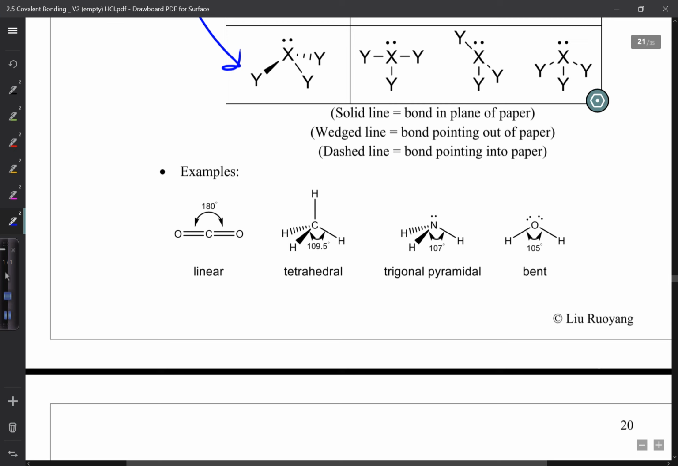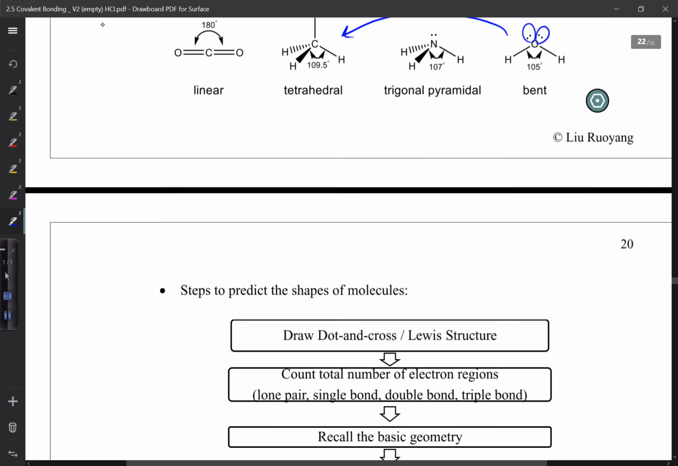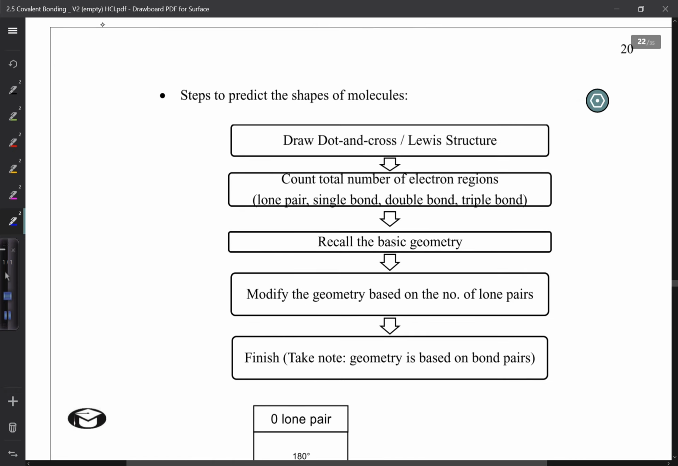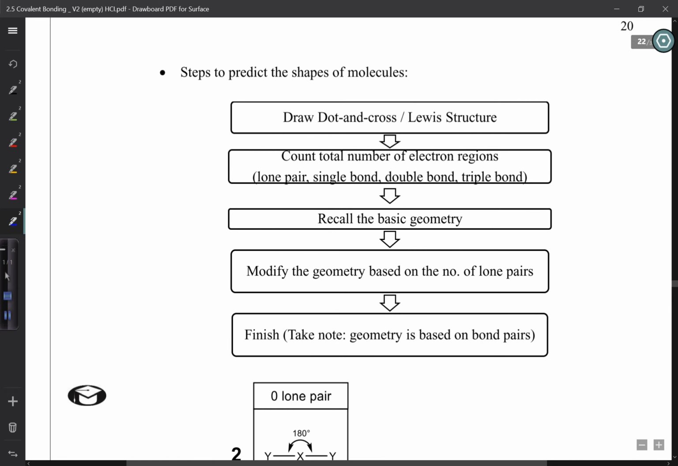And then for water, you can see that there are also 4 electron regions, 1, 2, 3, and 4. This angle is also somewhat similar to this, but it is at 105 degrees. Later on, we'll see why this is 107 and this is 105 degrees. So here are some steps to predict the shape of molecules. I guarantee you that if you follow all these steps, you will never get such questions wrong.